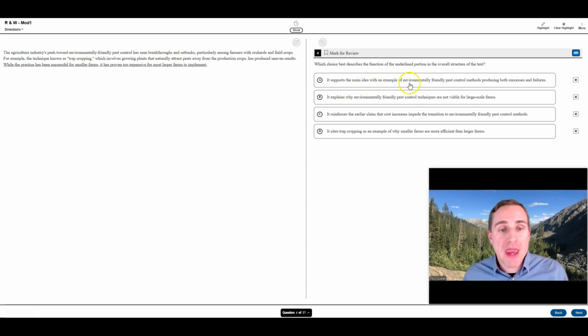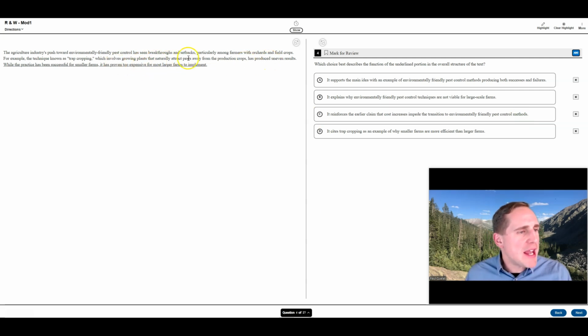Does it support the main idea of environmentally friendly pest control, producing both successes and failures? Somewhat, because it has had some uneven results. So let's keep A for now. It explains why environmentally friendly pest control techniques are not viable for large-scale farms. And that's partly true. What's going on? It reinforces the earlier claim that cost increases impede the transition to environmentally friendly pest control methods.